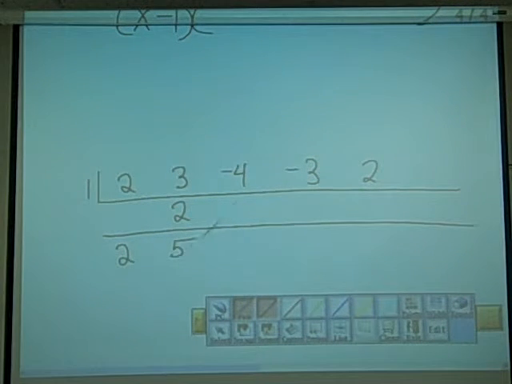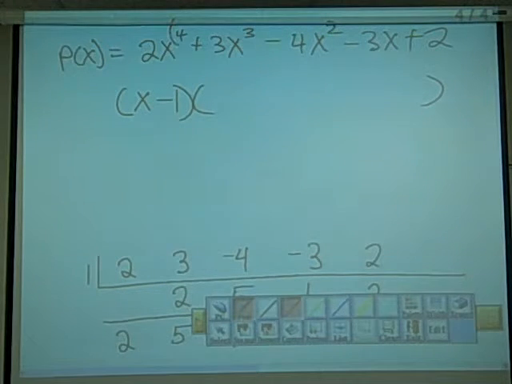1 times 5 is 5. We got a negative 4 and positive 5, so that'll be a 1. So 1 times 1 is 1. And we got a negative 3 and a positive 1, so that'll give us a negative 2. 1 times negative 2 is negative 2. And sure enough, we have a remainder of 0, so that verifies that 1 is a 0.